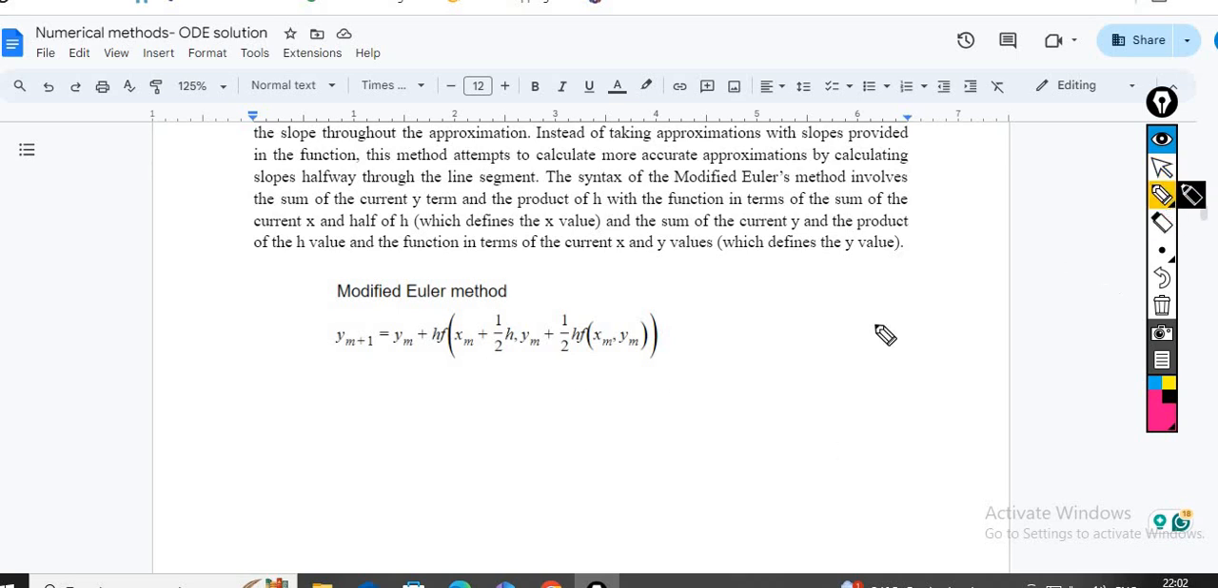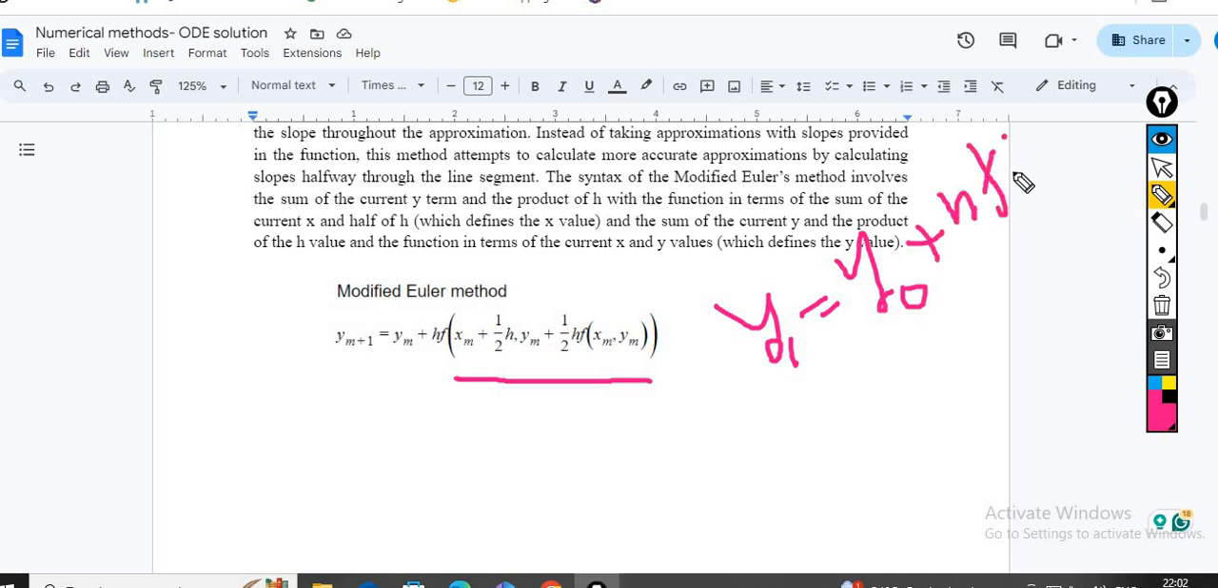Now see the problem. The solution is almost similar. y1 is equal to y0, or yi plus 1, or ym plus 1, is y plus h into the function of x and y. Now the question is which x value will be considered, which y value will be considered. For the earlier problem we considered the initial value of x and initial value of y. But here, as it is a midpoint problem, we are not going to consider this. Rather this particular x and y will be modified. And what is this modification?